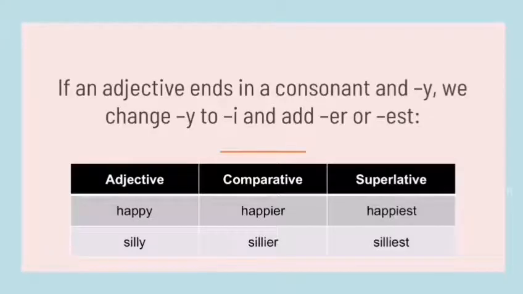Now, the fourth rule says, if an adjective ends in a consonant and Y, we change Y to I and add ER or EST. For example, happy and silly. Happy, the comparative form is happier. Of course, we erase the Y and we add the letter I. In the superlative will be happiest. The same happens with silly, sillier, and silliest.